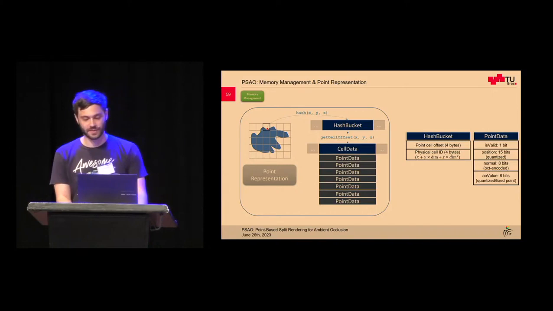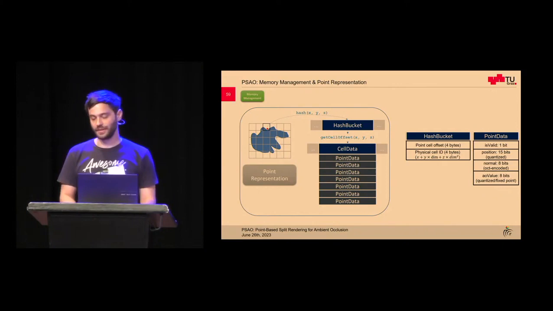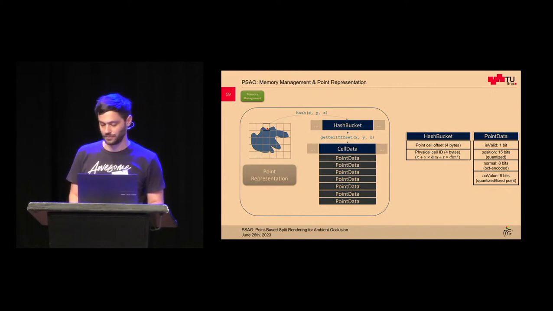Once we have this offset, we basically just go into a large linear array containing a bunch of cells, and each cell simply has 7 points and some additional bookkeeping data that follow exactly this point data structure. So all of that is very tightly packed, and the lookup is quite fast on server and client.